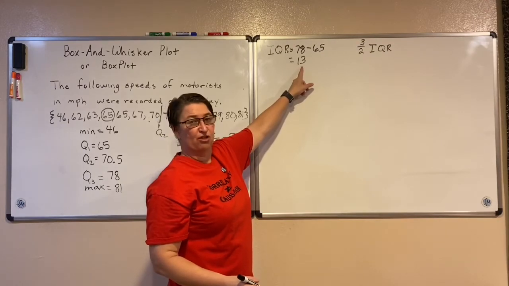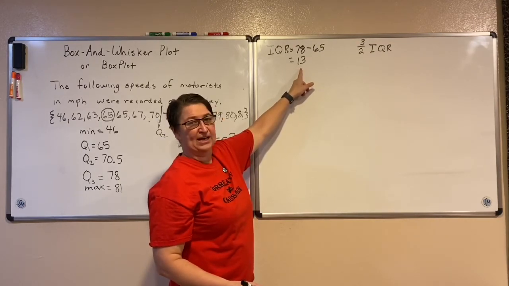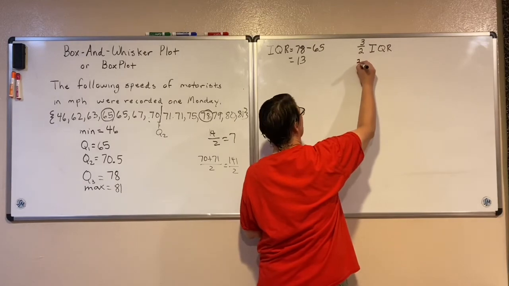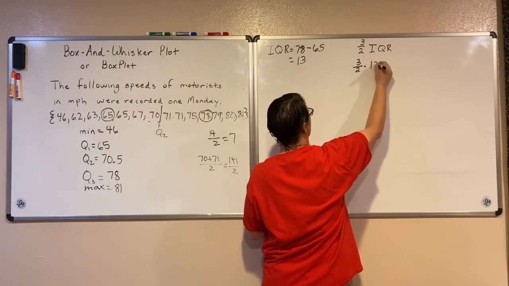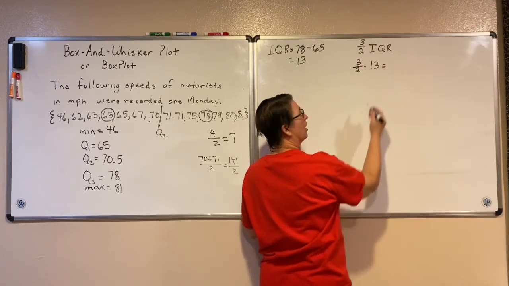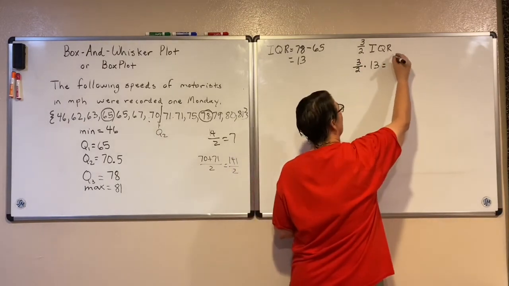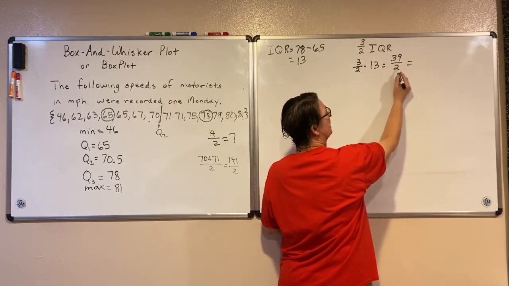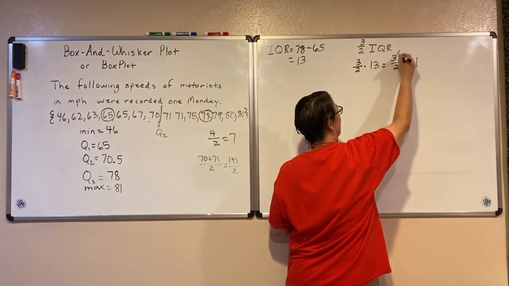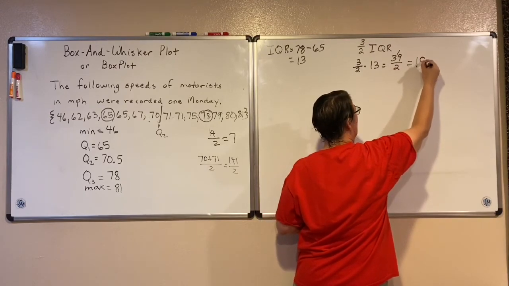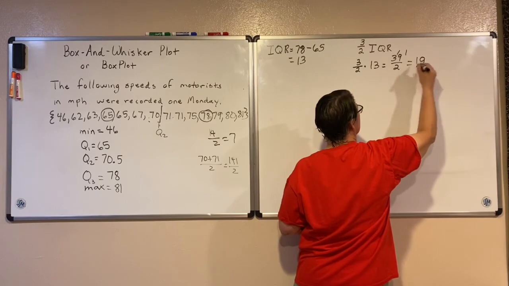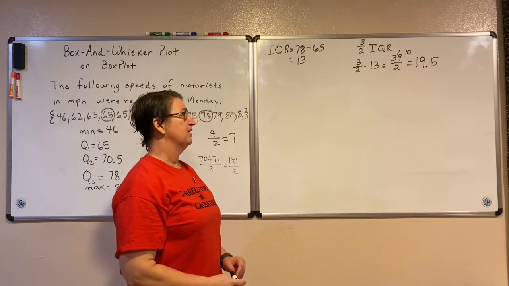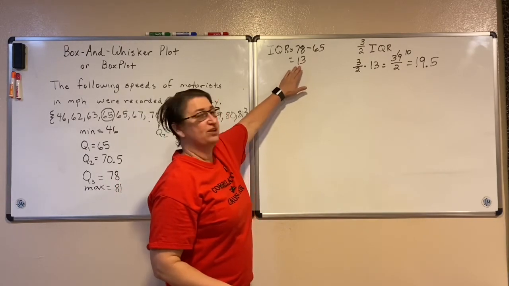So I need 1.5 of these. One of those is 13, and then half of that is 6.5. So I'm going to add that together. Or you can just multiply by 3 halves. 1.5 times 13, you multiply straight across with fractions. You end up with 39 on top, 13 times 3, and on the bottom it's 2. Divide that: 2 goes into 3 one time with 1 left over. 2 goes into 19 nine times with 1 left over. 2 goes into 10 five times. So 19.5 is 1.5 of these IQRs.